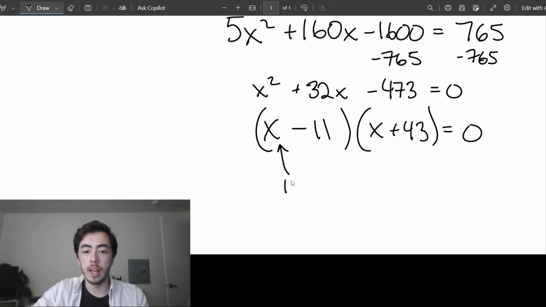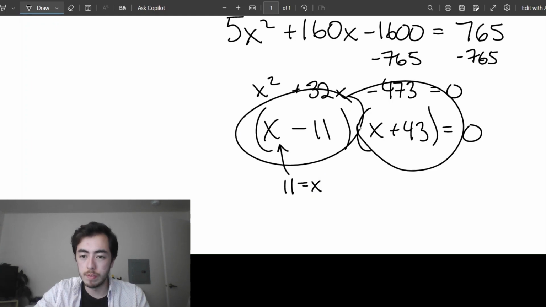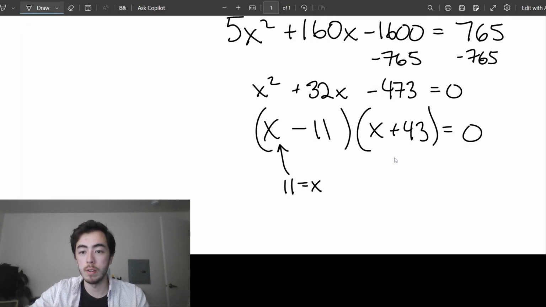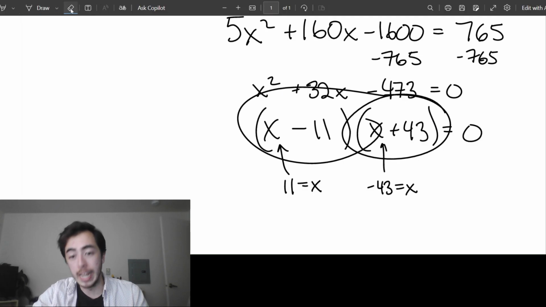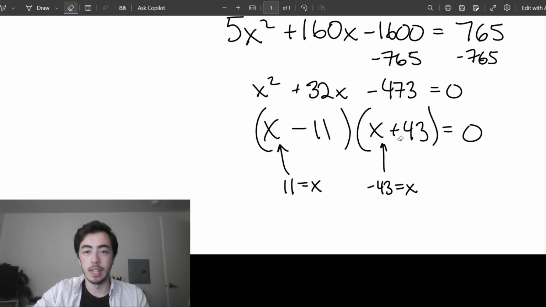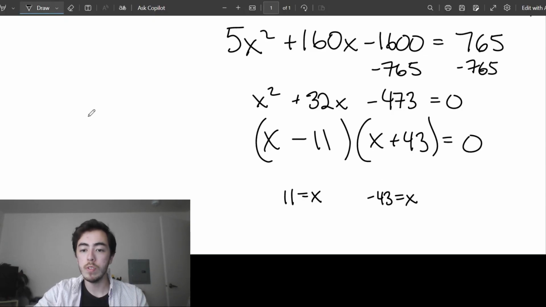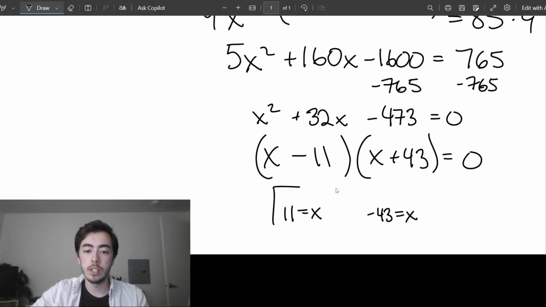If we plugged in an 11 in here, then we would have 0 times 54. I mean, it doesn't matter what the other number is because 0 times anything is 0. Likewise, this could be a negative 43, and we get 0 times something. I mean, that's negative 54. Again, doesn't matter because as long as we make a 0 out of one of our factors, the whole product is 0.